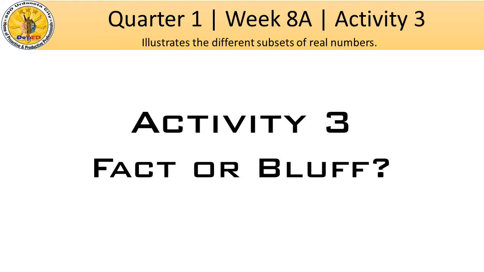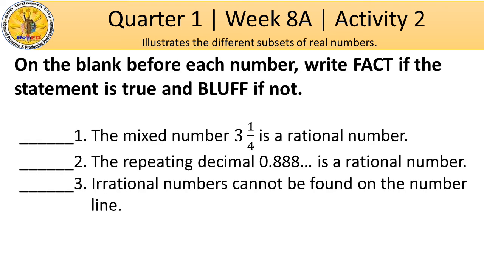Activity 3. Fact or bluff. Direction: on the blank before each number, write fact if the statement is true and bluff if not. We have the following statements. In number 1, the mixed number 3 and 1/4 is a rational number. Number 2, the repeating decimal 0.888 and so on is a rational number. Number 3, irrational numbers cannot be found on the number line. You can pause this video to answer this activity.